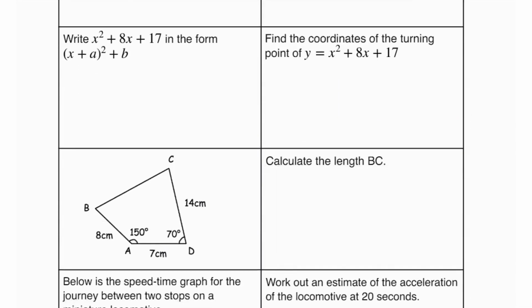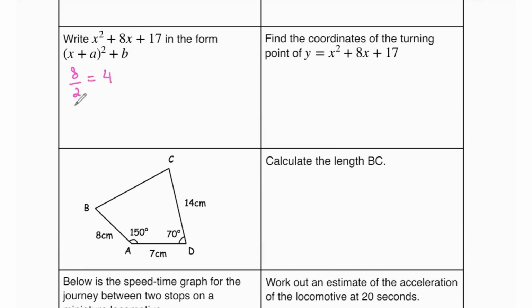Next question says, write x squared plus 8x plus 17 in the form of x plus a whole squared plus b. So you have to convert this quadratic equation to completing the square form. We begin with checking if the coefficient of x squared is 1 or not. In this case, since the coefficient of x squared is 1, we can move on to the next step, which is dividing the b value, your coefficient of x, by 2. So that's going to be 4.